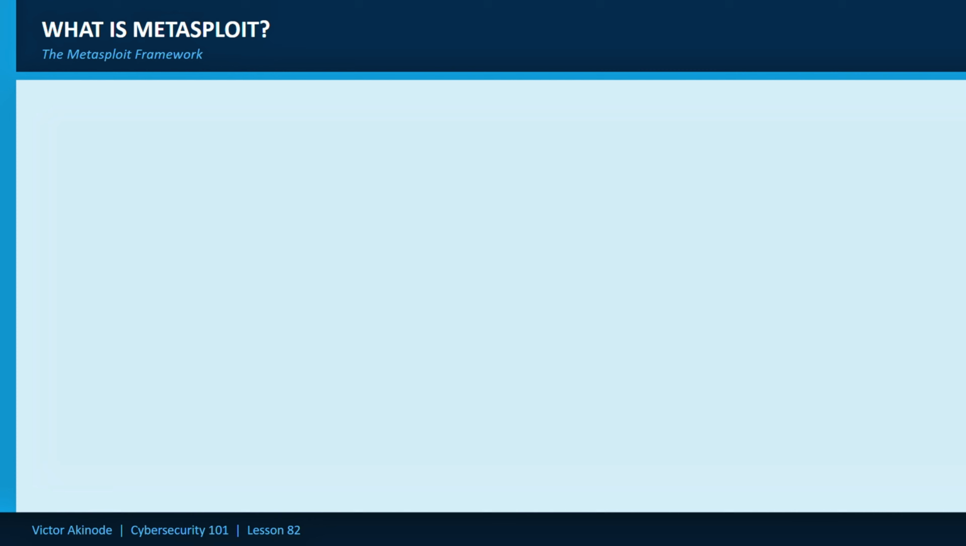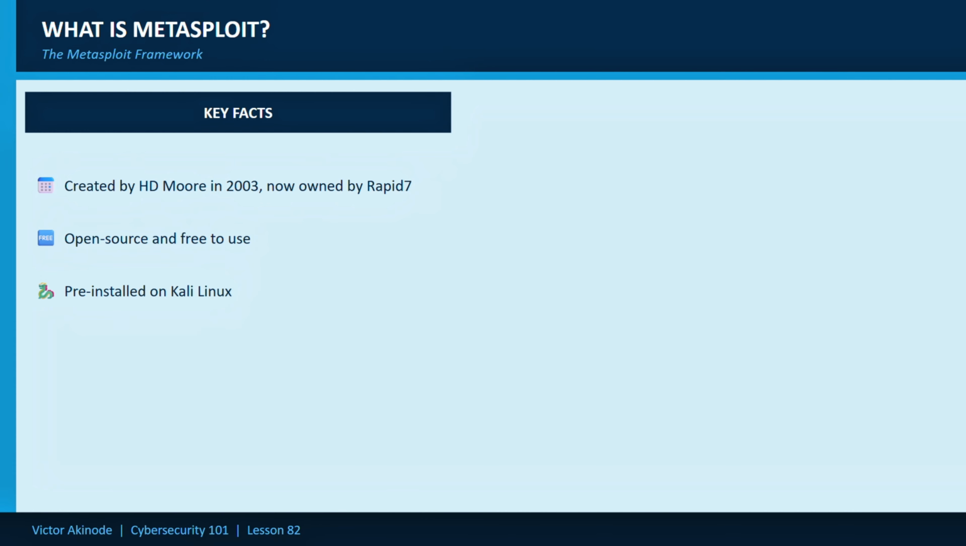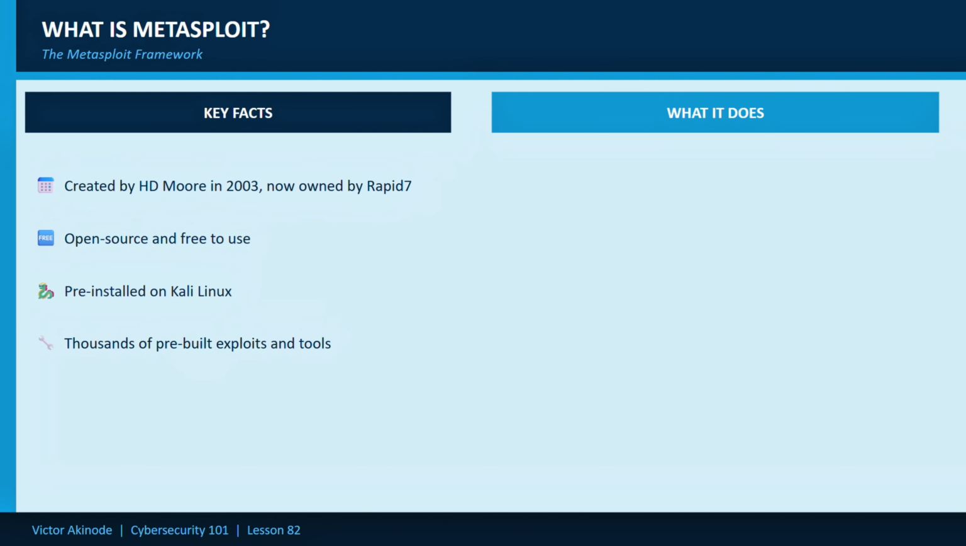What is Metasploit? Metasploit is the world's most widely used penetration testing framework. It was created by H.D. Moore in 2003 and is now owned by Rapid7. It is completely open source and free to use. Metasploit comes pre-installed on Kali Linux, making it immediately available for penetration testers, and the framework contains thousands of pre-built exploits and tools.